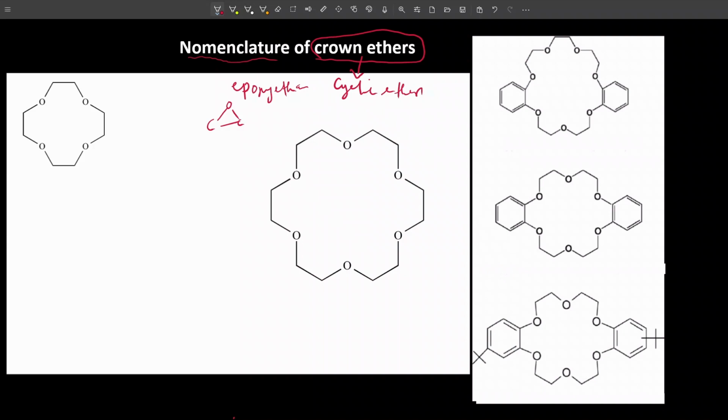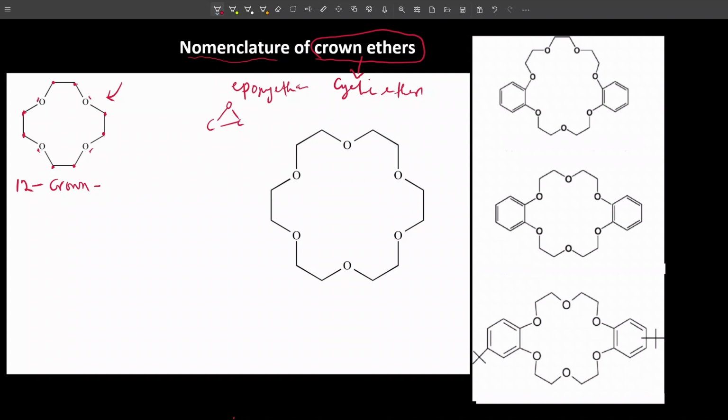It's very easy. The first thing you need to do is to count the number of atoms we have in the crown ether. Let's start with this crown ether right over here. Let's count the number of atoms we have. We have 1, 2, 3, 4, 5, 6, 7, 8, 9, 10, 11, 12. So we say 12 crown. That's the first thing you do: count the number of atoms and add crown to it. We have 12 atoms here, so you say 12 crown.